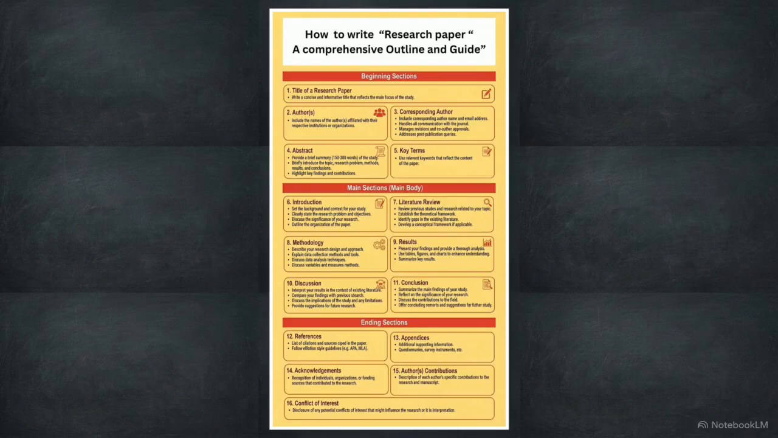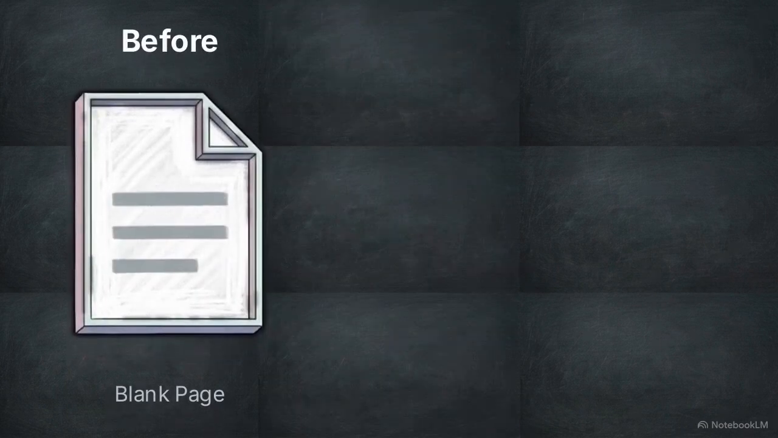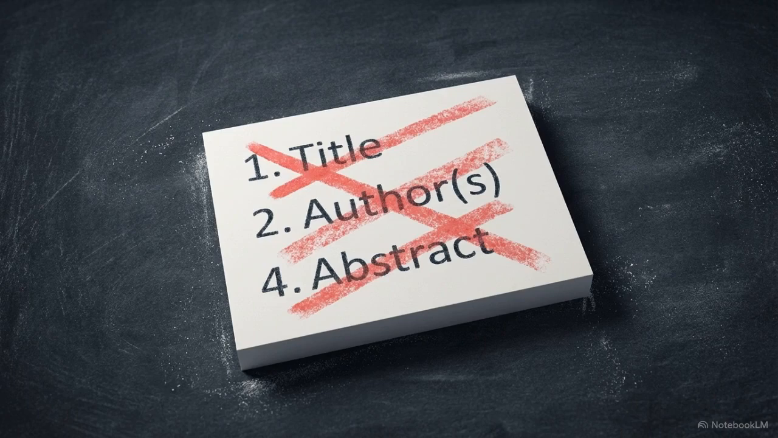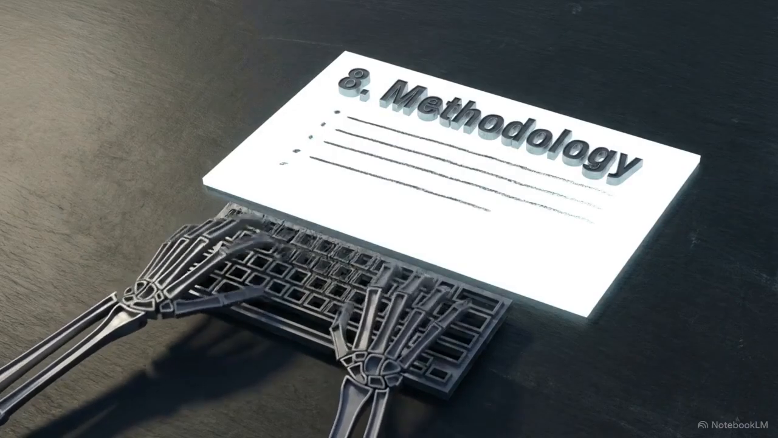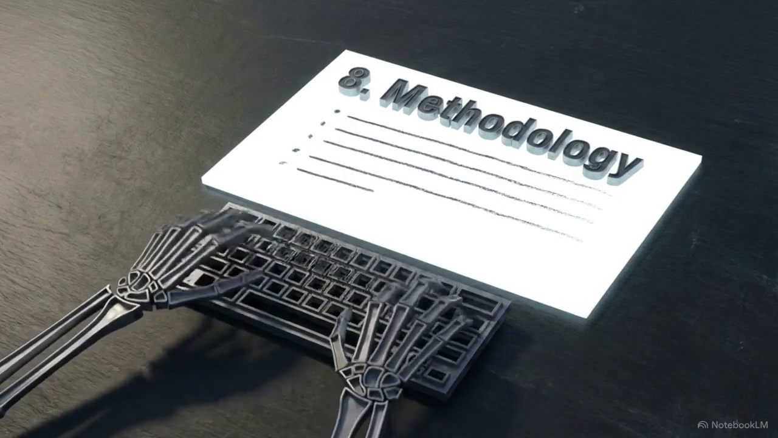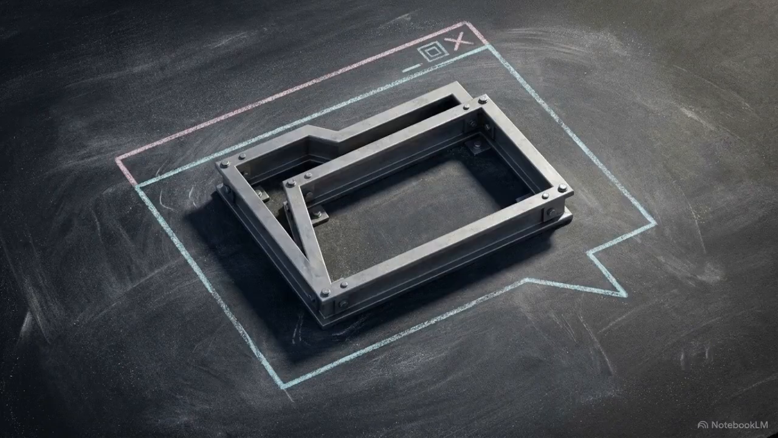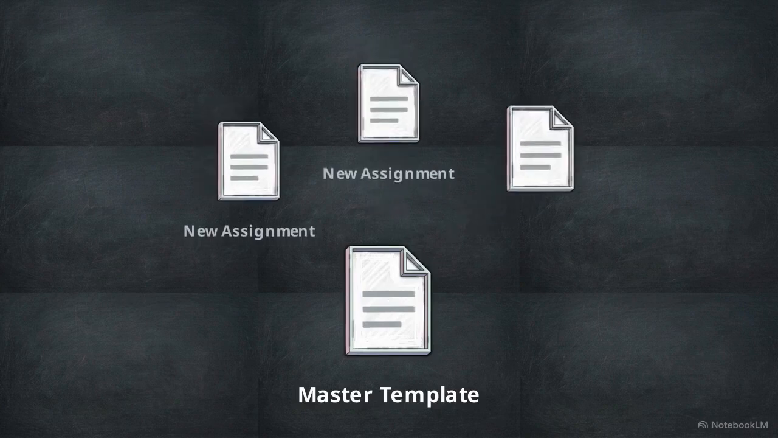Now, take your mouse and scroll from the very top of your document down to the bottom. You have successfully transformed a terrifying blank page into a highly organized 16-point outline. When you sit down to actually write, skip those beginning sections completely. Jump directly into your methodology section and start drafting simple bullet points about how you conducted your research. Before you do anything else, save this newly created file as Master Research Template. You can now duplicate this exact file for every future assignment.